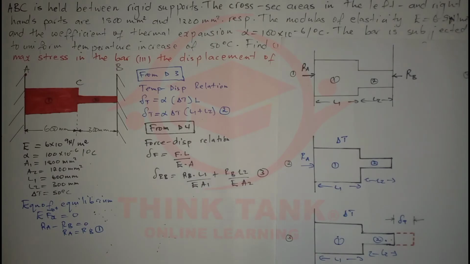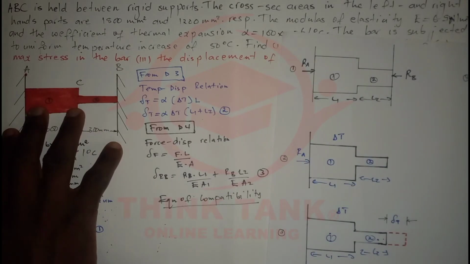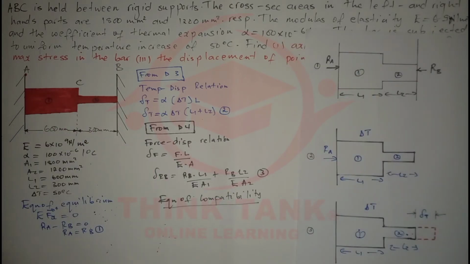So the equation of compatibility. For the equation of compatibility, we know that this bar is rigid, so the net change in length of this bar will be equal to 0. So what does it mean?